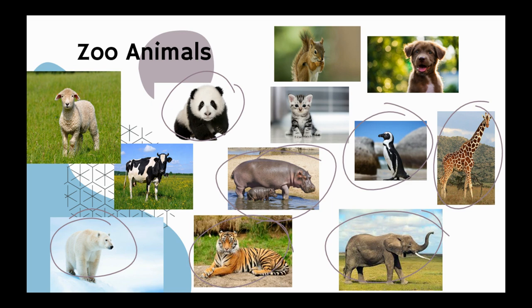A dog and a cat, they're so cute. I would consider those to be pets, right? You're not going to go to the zoo and necessarily see a dog or a cat. And a squirrel, you might see it at a zoo, but it's not a zoo animal, okay? So the set of zoo animals from this universe of animals that we're looking at, the ones that are circled, we could say would be elements of the set of zoo animals.